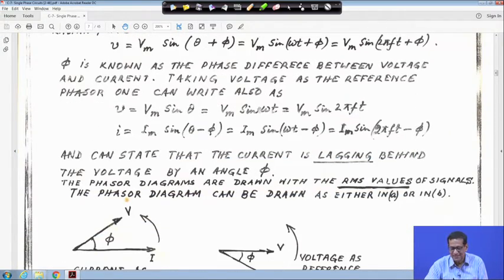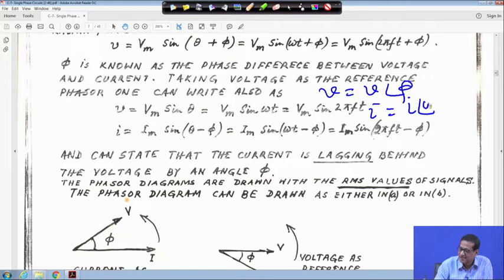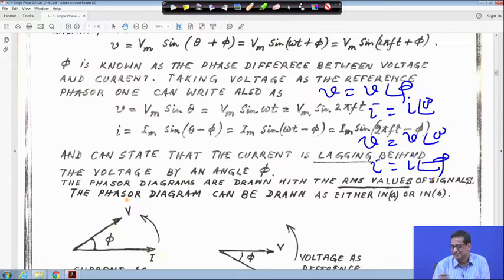Whatever I told you in this diagram: V is equal to V angle phi and I is equal to I angle 0. So V is leading I, or I lags from V. One can also write it by taking V as the reference, V equal to V angle 0, and then I will be I angle minus phi. These two are the same. Here also, I angle 0 degree, I lags from V by phi degree, or V leads I by phi degree. Taking V as reference, V is leading I by phi, or I lags from V by phi. The same way it can be written.